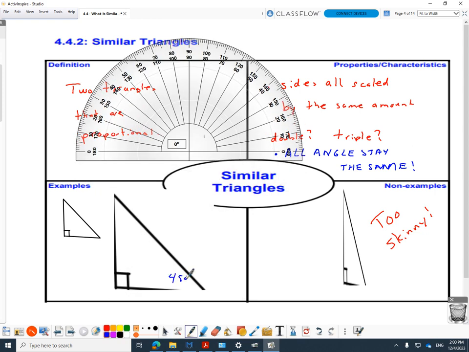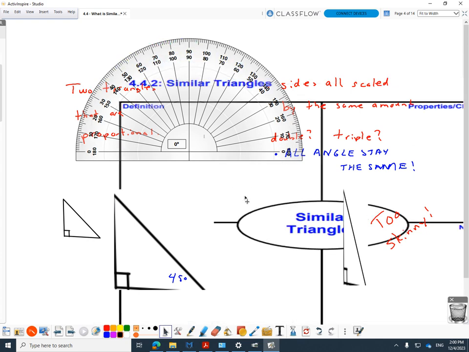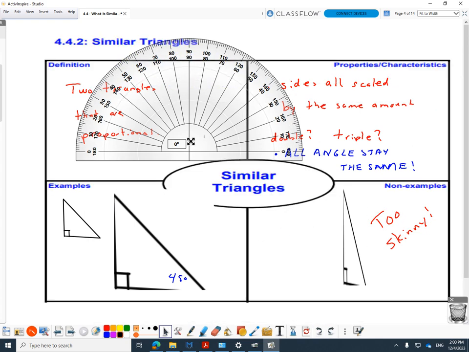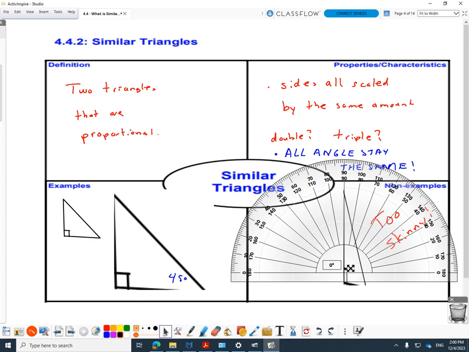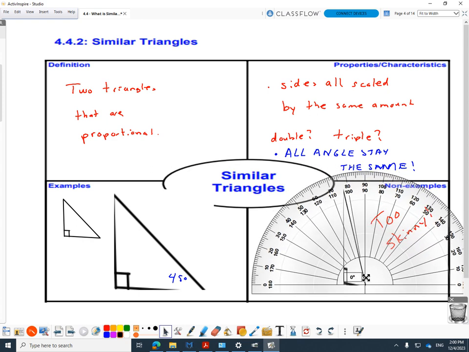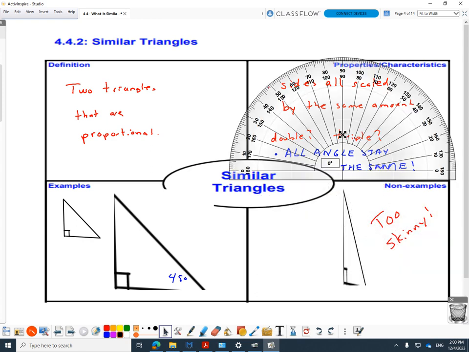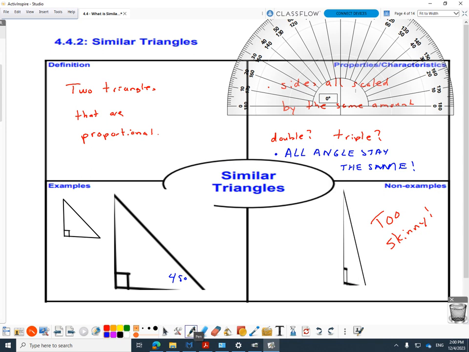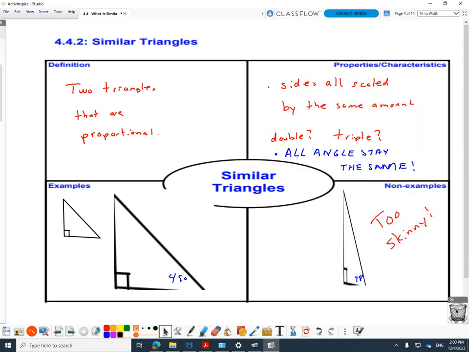Would you agree it's not going to be 45? Oops, in my similar one. Got to just grab the protractor. I don't know if my picture is good enough to be able to get this. Yeah, it looks like 78 degrees. That's the big thing. I changed the angle. That was all part of it becoming too skinny to be a similar triangle.